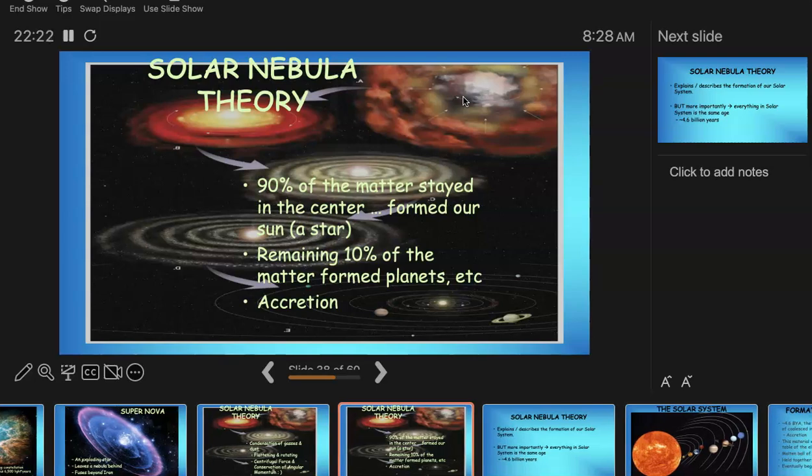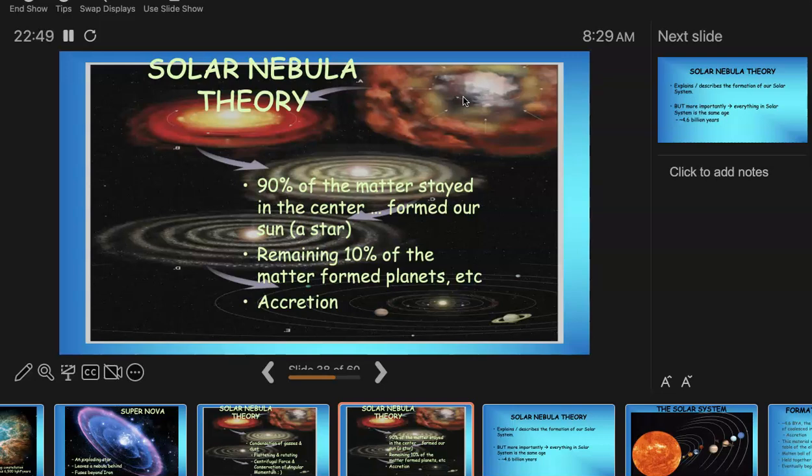Now, all that stuff that's in the nebula, the majority of it stays in the center. By far, they'll tell you that hydrogen is the most common element in the solar system. And that's good because we need it to make stars. So 90% of the material stays in the center and forms a star.